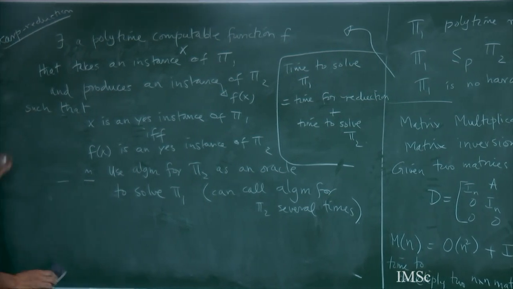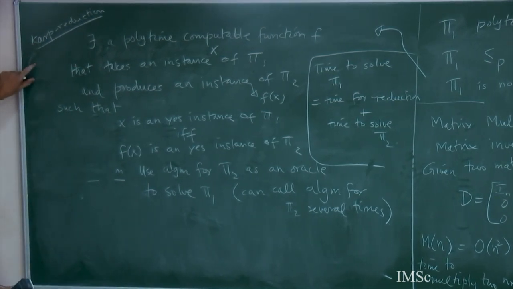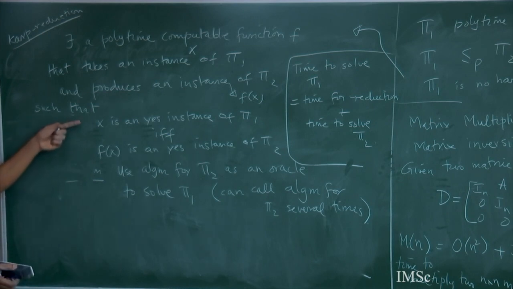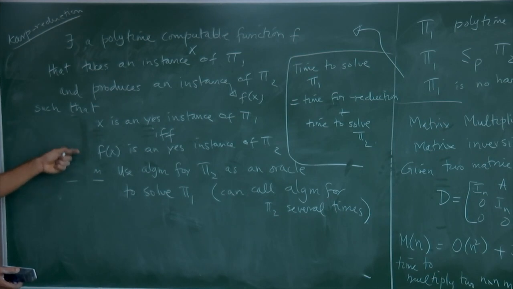This is the definition of a reduction. You take an input instance of the first problem, reduce it in polynomial time, because that's what we're going to worry about, to an instance of the second problem, and it's an equivalent instance in the following sense: whatever answer you get here, you'll be able to get back the answer to this problem.